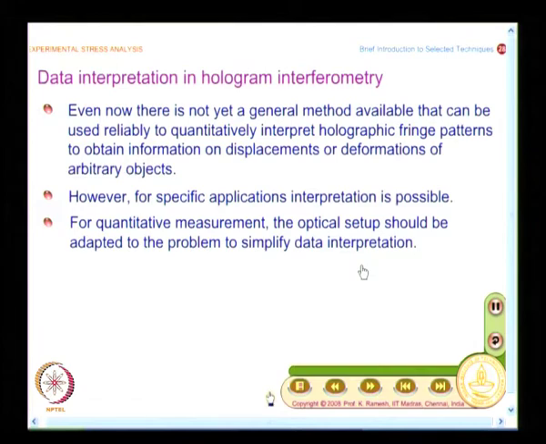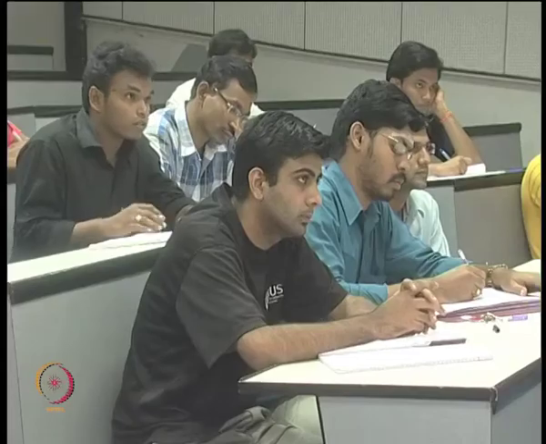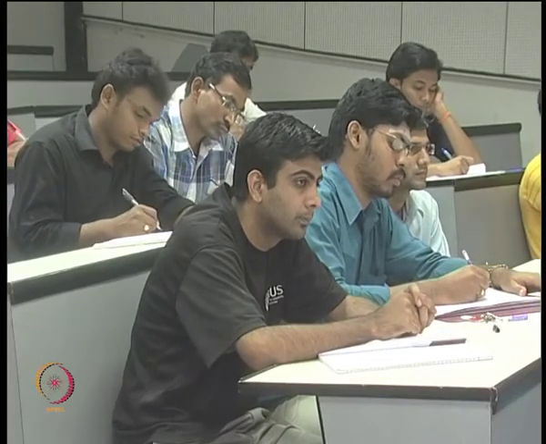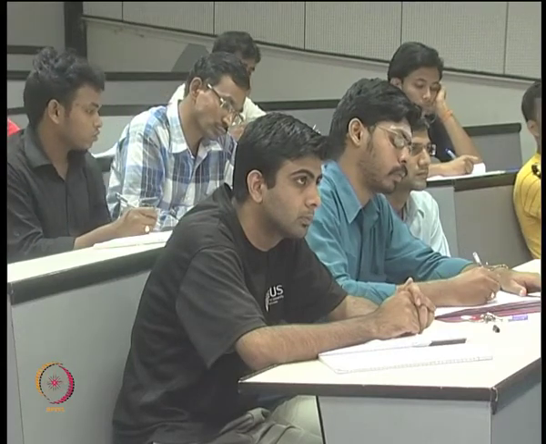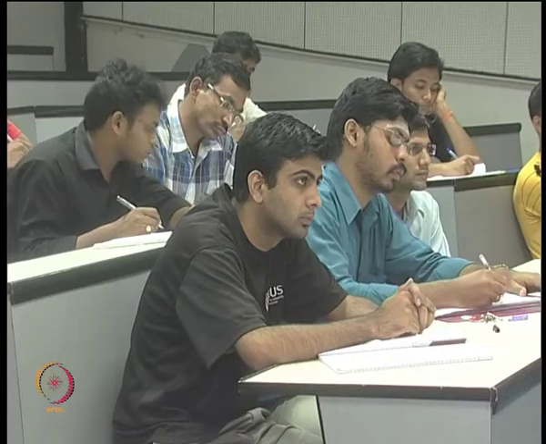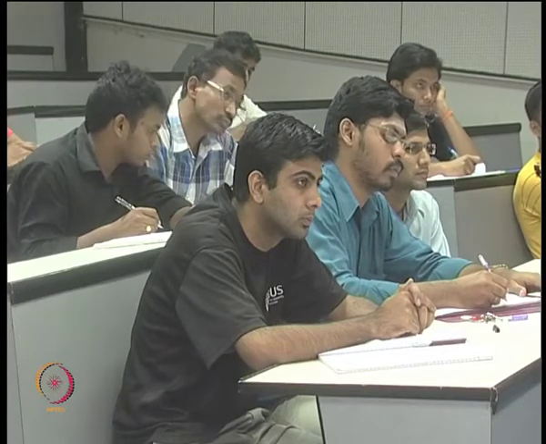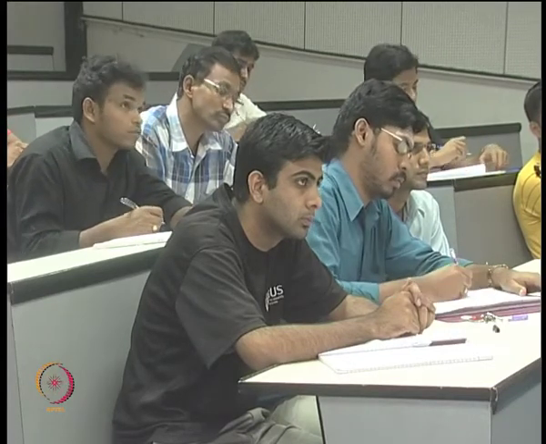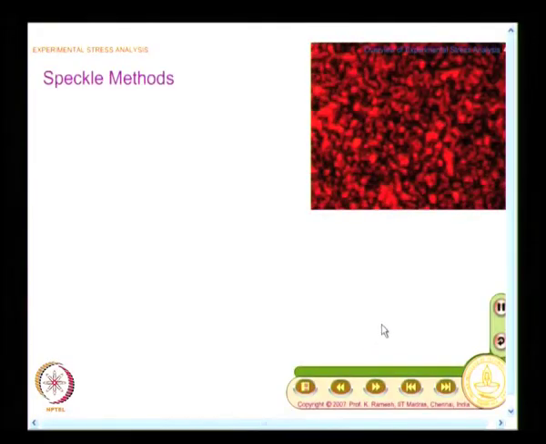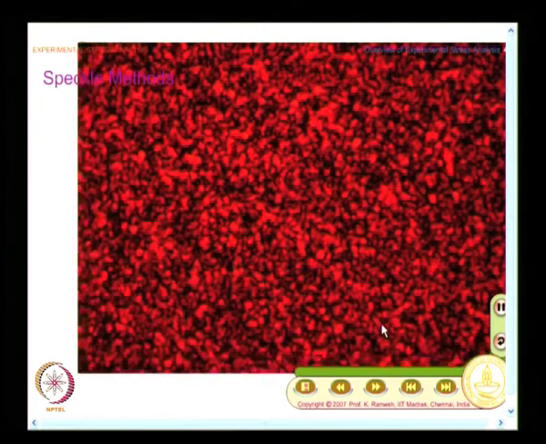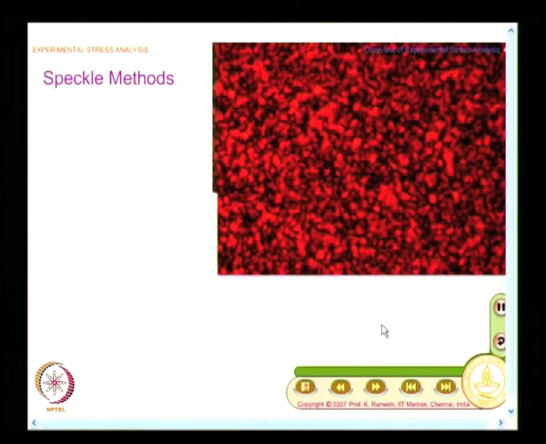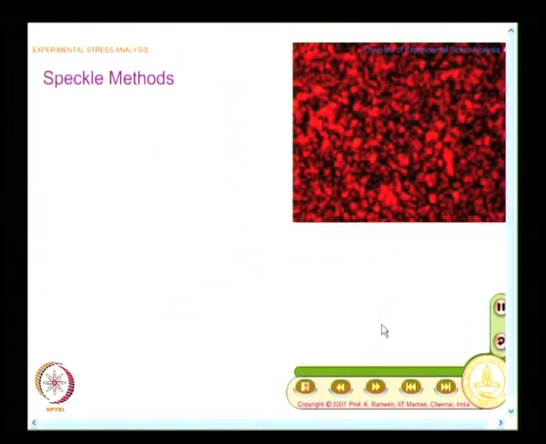Now, what we do is we move on to another technique, that is speckle methods. And this is where you have a very nice illustration of the method. You just see the speckles first, and these are all the laser speckles, and this is just to give you a feel of what the speckles are. I have shown this animation.